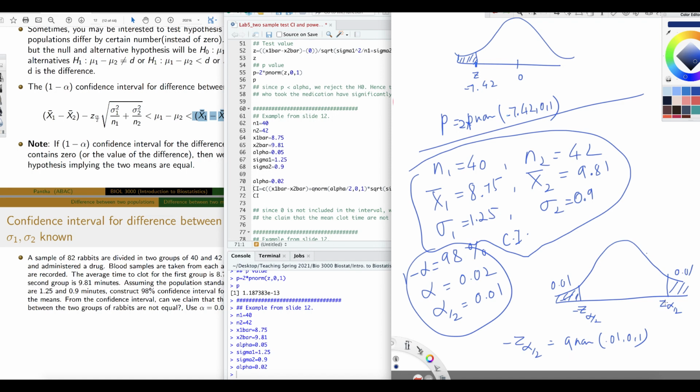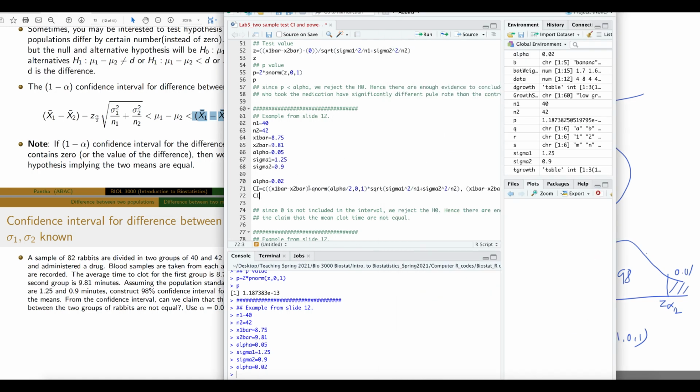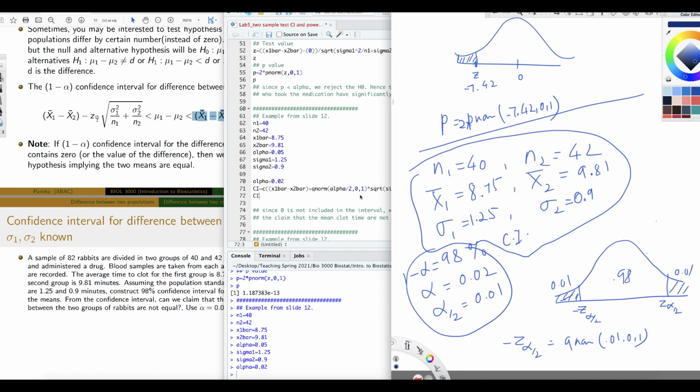Similarly for this one, you will do qnorm 0.99, because this is 98% in the middle and 1% on the left, so the total will be, for z alpha half, qnorm and 0.99. That's what you will do there. Okay, let us see that. So why did I do plus qnorm, although there is a minus sign? Because negative z alpha half is positive qnorm. That is the reason. So that's what I did here.